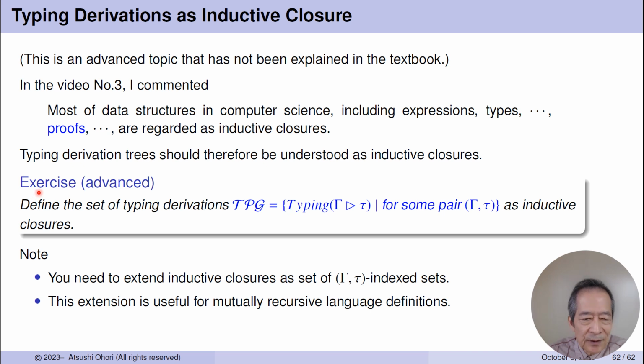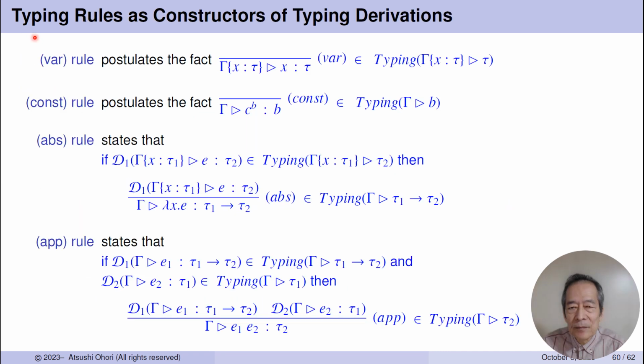So here is this exercise, which is a bit advanced. This exercise asks you to define the set of typing derivations, this set, as inductive closures, right? Let me make some comments on this set by going back to a slide I showed before. This slide showed that typing rules are interpreted as constructors of typing derivations. From this characterization, I hope you have noticed the similarity to the definition of inductive closure.